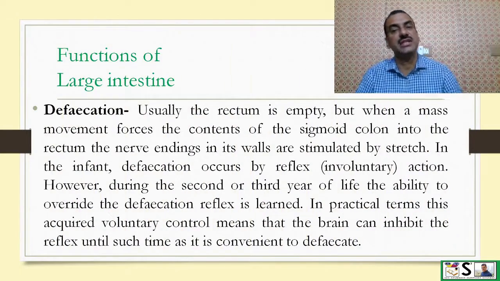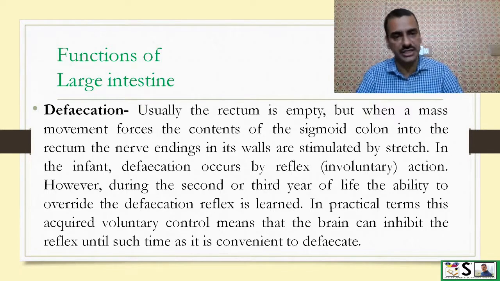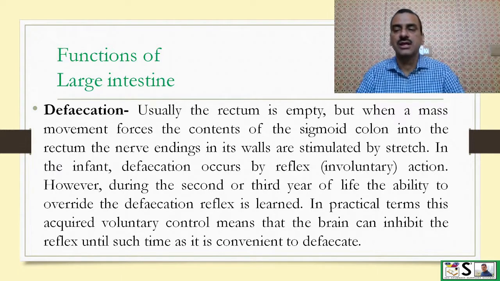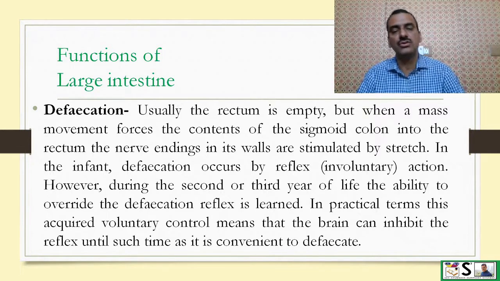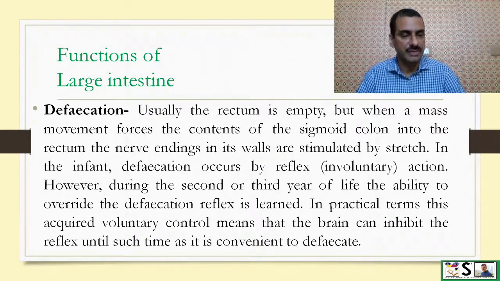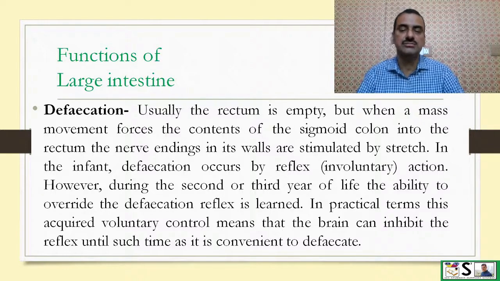Next function is defecation. Usually the rectum is empty, but when mass movement forces the contents of the sigmoid colon into the rectum, the nerve endings in the walls are stimulated by this stretch. In infants, defecation occurs by reflex, or involuntarily. However, during the second or third year of life, the ability to override the defecation reflex is learned. In practical terms, this is acquired voluntarily, meaning that the brain can inhibit the reflex until such time that it is convenient to defecate.